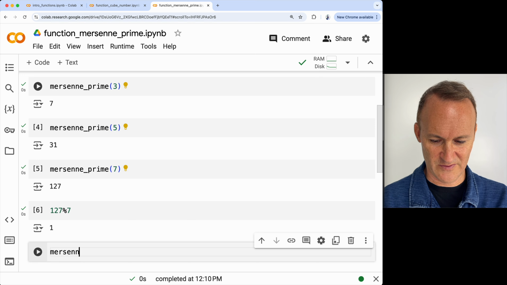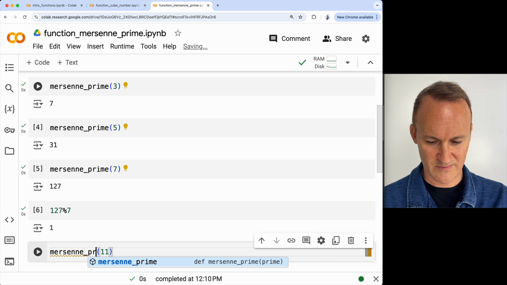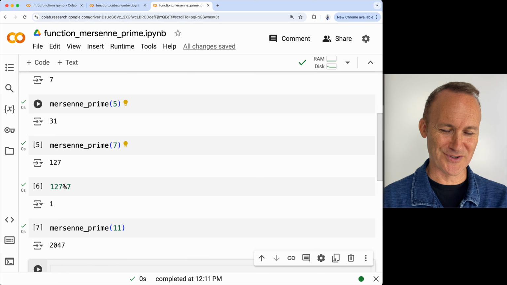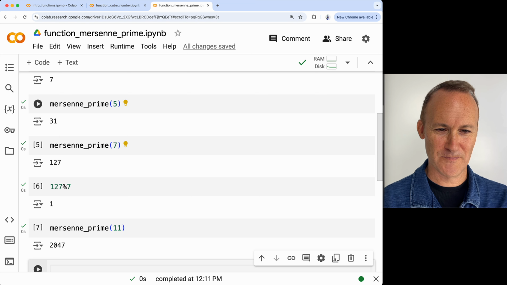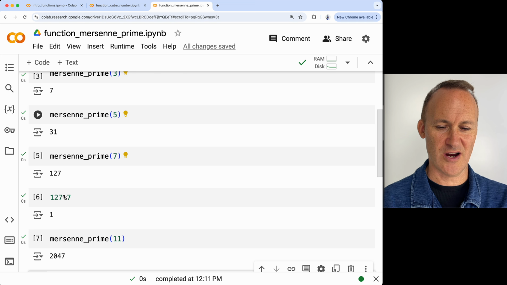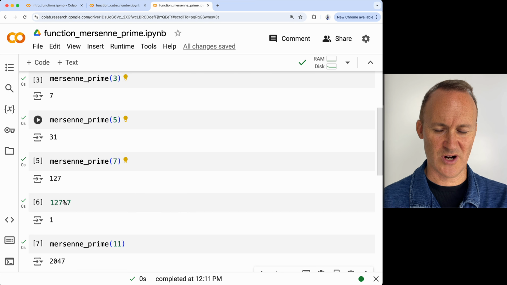So for the fun of it, we'll just do one more. Mersenne prime 11. And you quickly get a big number, 2047. So I can't say offhand whether that is prime. But I'll let you play around with this, check some more Mersenne primes, and see if you can find some that aren't prime. And I can tell you that regardless of that, Mersenne primes do play a big role in number theory because they have some other interesting properties.